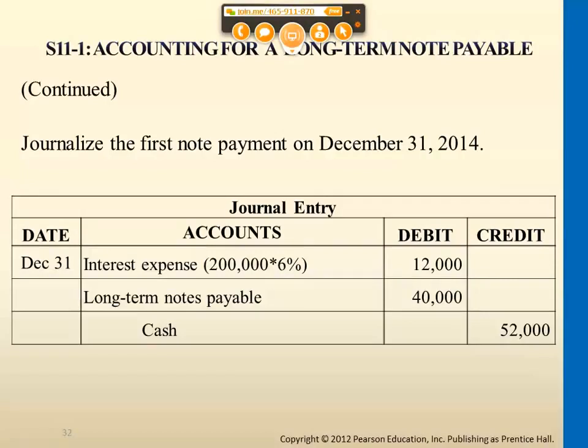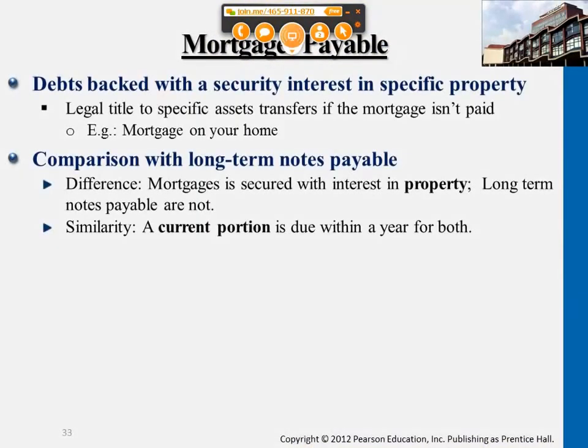Okay, this is the first category of long-term liability. Now we're moving on to mortgages, mortgage payable. Mortgages payable is another type of long-term liability. The difference is that this type of liability typically happens if a company wants to purchase long-term assets, specifically property-type assets, land, building.